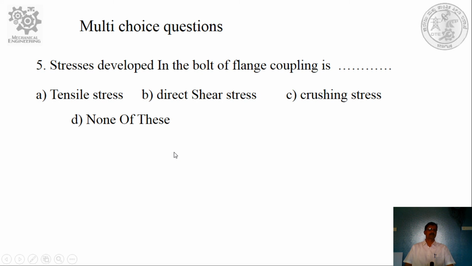The next question. The stress developed in the bolt of flange coupling while transmitting the torque. Different types of elements are there, and the bolt is one of the major elements to transmit the power. While transmitting the power, the stresses developed in the bolt of flange coupling are, the choices are tensile stress, direct shear stress, crushing stress, and none of these. Here direct shear stresses are developed in the bolt.